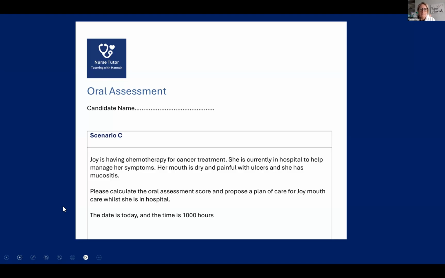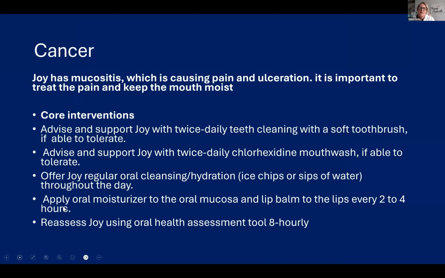So again, what's going on with this? So obviously she's got pain and ulceration, so it's really important for us to treat the pain and keep the mouth moist and clean. So core interventions, you'll see similar interventions here. We're going to provide twice daily teeth cleaning with a soft toothbrush, fluoride toothpaste. We're going to support with twice daily chlorhexidine mouthwash if able to tolerate, and that's okay in these patients. We're going to offer regular cleansing and hydration, so again, ice chips, sips of water. We're going to apply oral moisturiser and lip balm, and we're going to reassess 8 hourly using the oral health assessment tool.